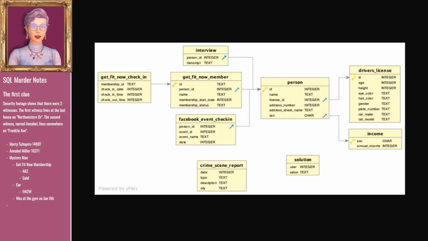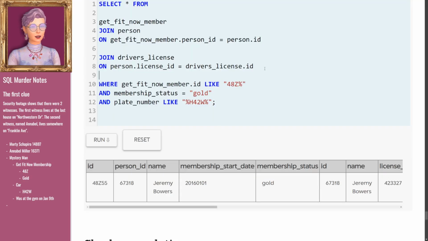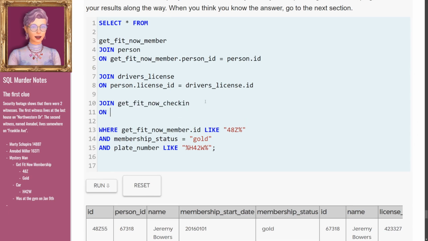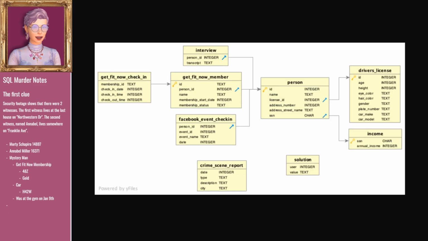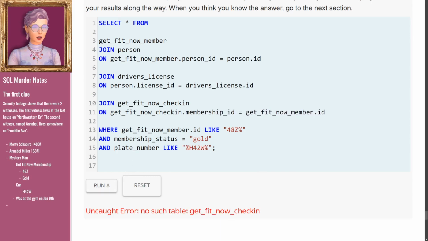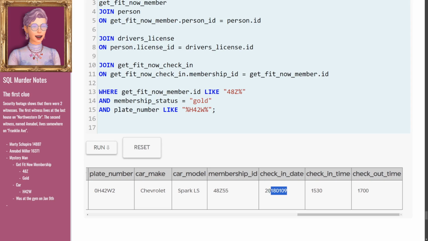I'm curious if we can join it to Get Fit Now check-in and confirm that he was there on January 9th. So let's do 1 more join to Get Fit Now check-in, we're gonna want to connect the membership ID to the ID. So Get Fit Now check-in.id equals Get Fit Now member.id. Wait, no, I messed that up. This is membership ID. Okay, no such table, Get Fit Now check-in. Did I spell it wrong? I did spell it wrong. This is fun. I'm having fun. And he checked in on January 9th. All right, we got him, boys.